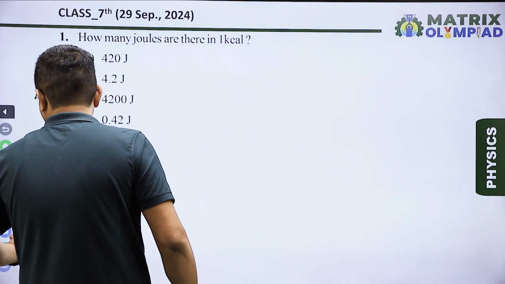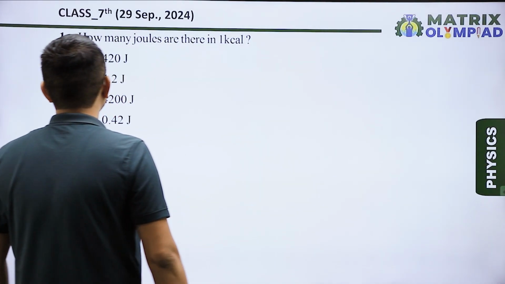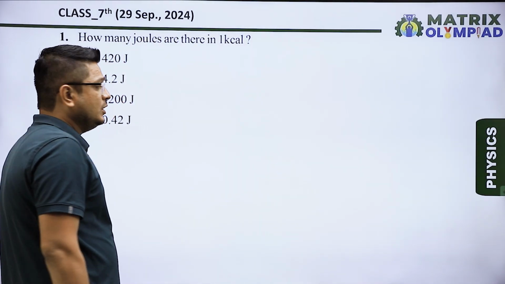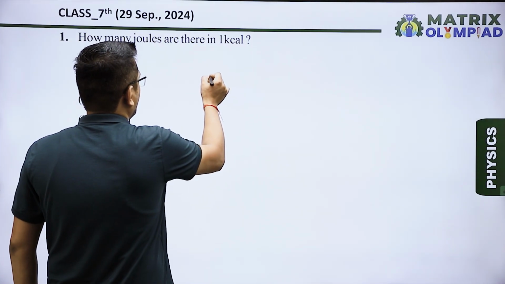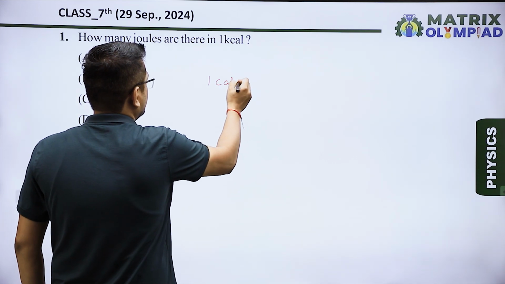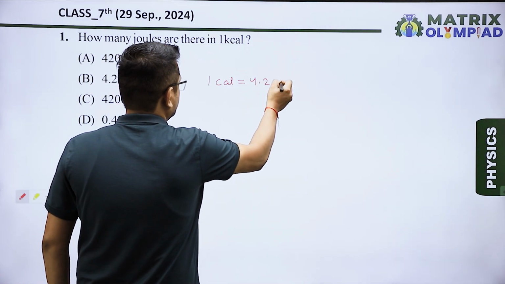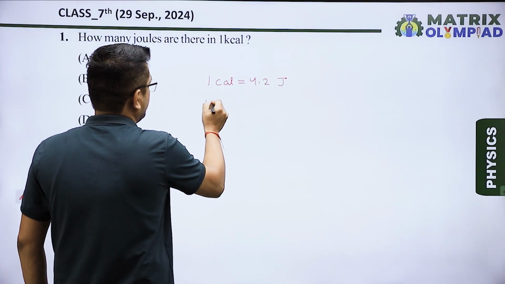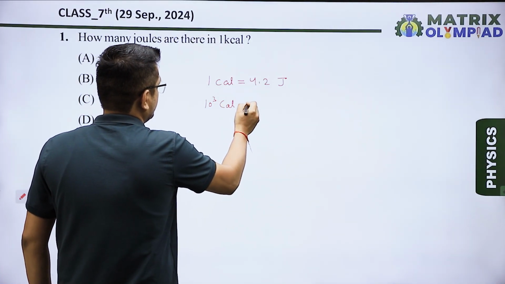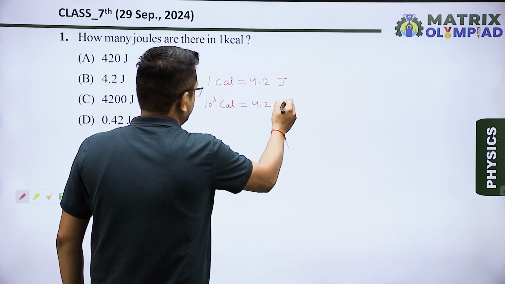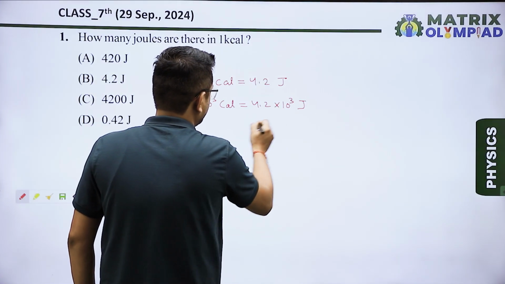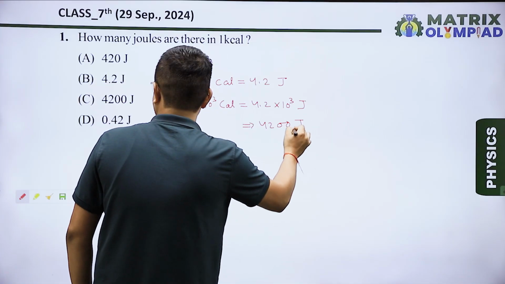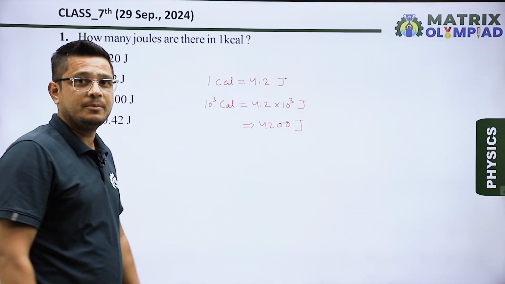Question number 1. In question number 1 it is asked how many joules are there in 1 kilocalorie. So we know that in 1 calorie there are 4.2 joules. So 1 kilocalorie means 10 to the power 3 calorie, which is equal to 4.2 multiplied by 10 to the power 3 joules, which is equal to 4200 joule. So our correct answer will be option C.